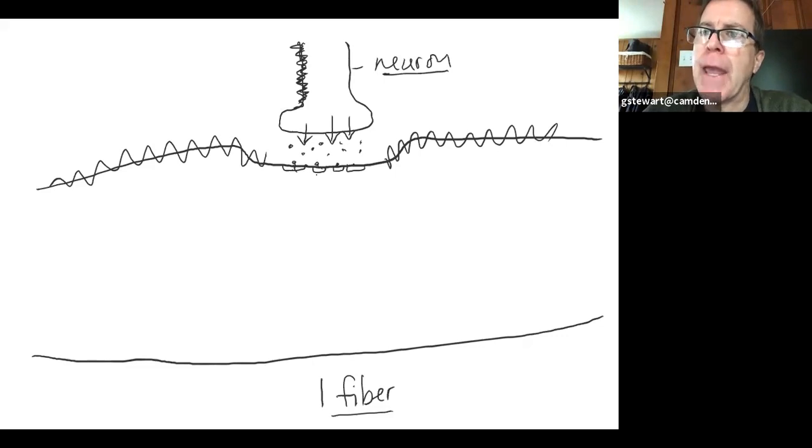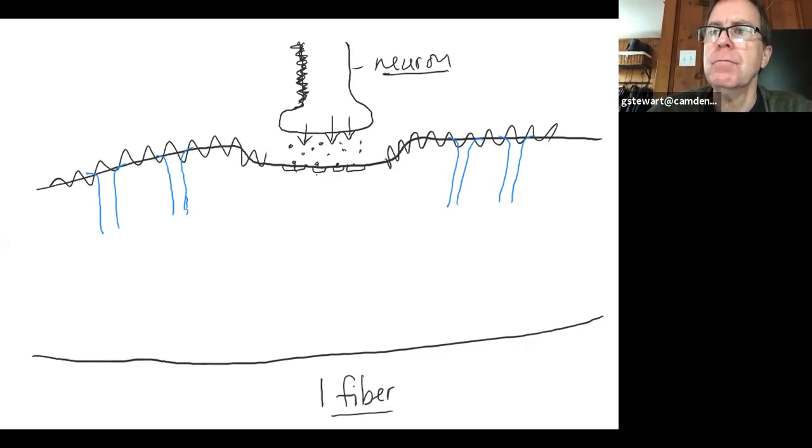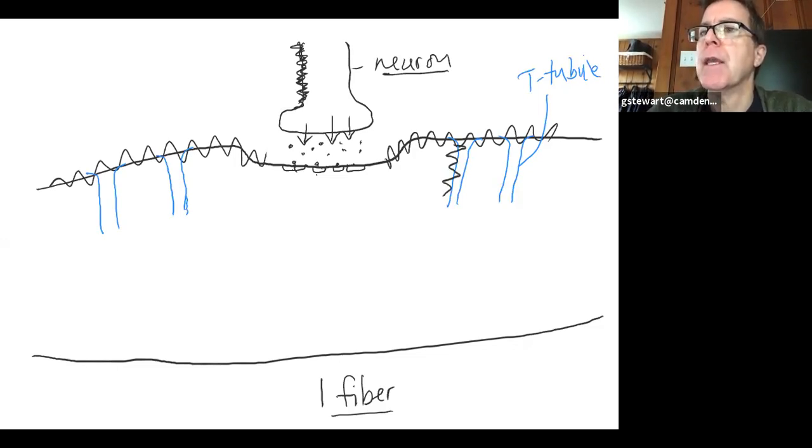Now we're going to use some of the language that we conjured up in our vocabulary list. That electrical impulse is guided inward down these structures called T-tubules. So that's what I'm drawing now. These blue things are called transverse tubules or T-tubules. The T-tubule's job, its function, is to guide an electrical impulse inward to the inside of the muscle cell like this.